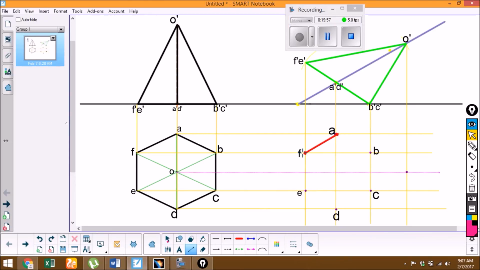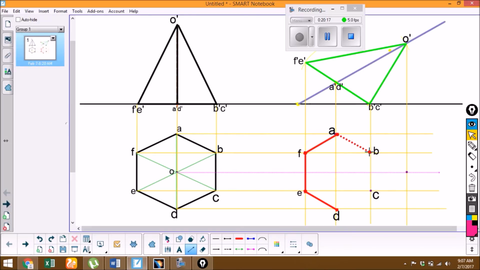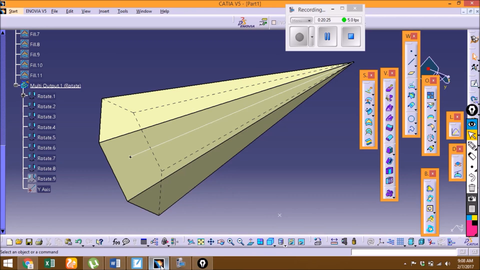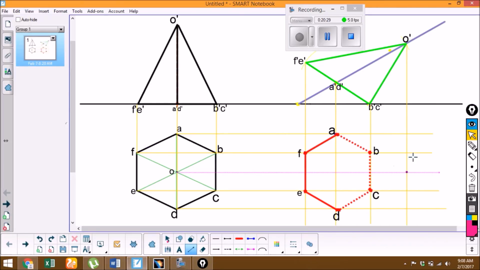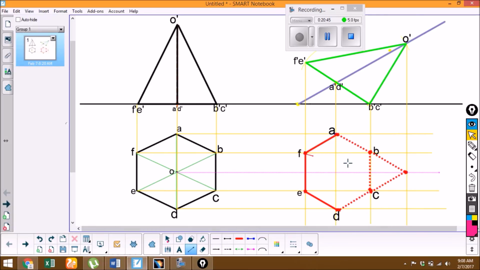Now we are going to join all the edges: A to F, F to E, E to D, and D to C is the dashed line. A to B, B to C, and also D to C. Now we need to join all these corners with respect to the apex O, like this: F to O, and also E to O, and D to O, again A to O.